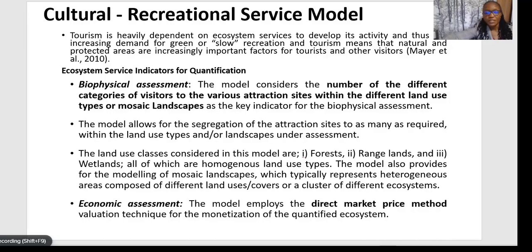So what is economic assessment? The economic assessment that is applied, it's direct market price method, evaluation technique for the monetization of the quantified ecosystem. That is the amount of money that the visitors pay to visit the attraction sites.